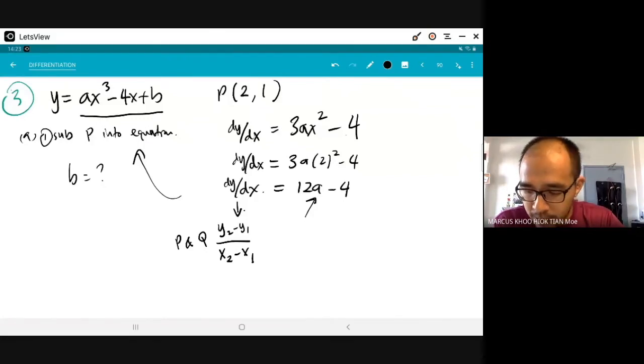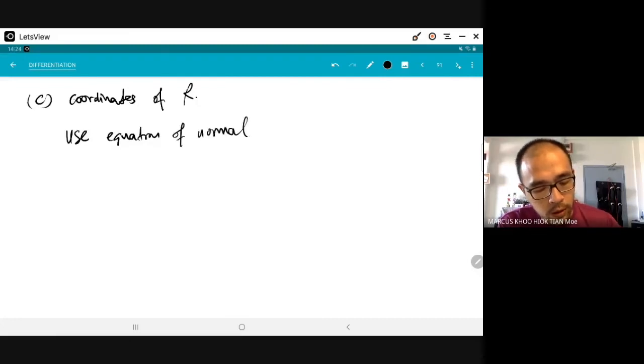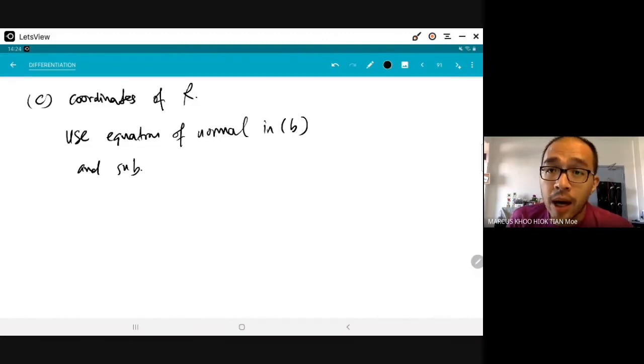Now, once you find the values of A and B, you can find the equation of the normal at point P, which is question B. And you can find the coordinates of R. I just want to talk about the coordinates of R. If I already have the equation of normal, use the equation of normal, and sub what? In order for me to find the coordinates of R, what is something that I can sub in? There's something about R that we already know.